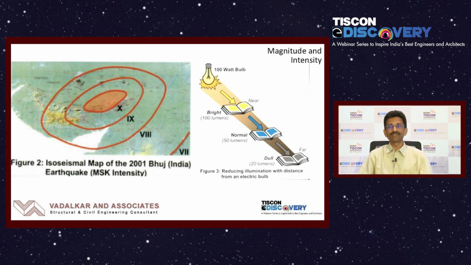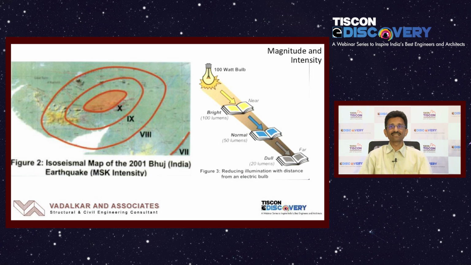Then there are two terms very often used while describing the earthquake: magnitude and intensity. What exactly is magnitude? Magnitude is a measure of the size of the earthquake at its source. It is related to the amount of energy released during the event. And intensity denotes the potential destructiveness of the earthquake at a given location. So this is a relative term. As you move away from the epicenter, you feel less and less impact. That is the intensity.